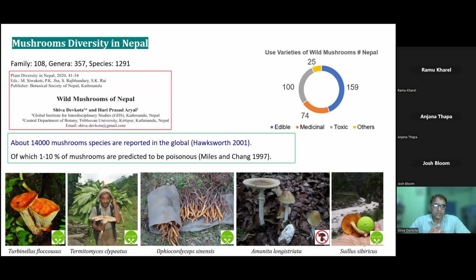Here in these pictures you can see some of the mushrooms. These are very beautiful mushrooms, and these mushrooms are also not with their typical cap-like structure.